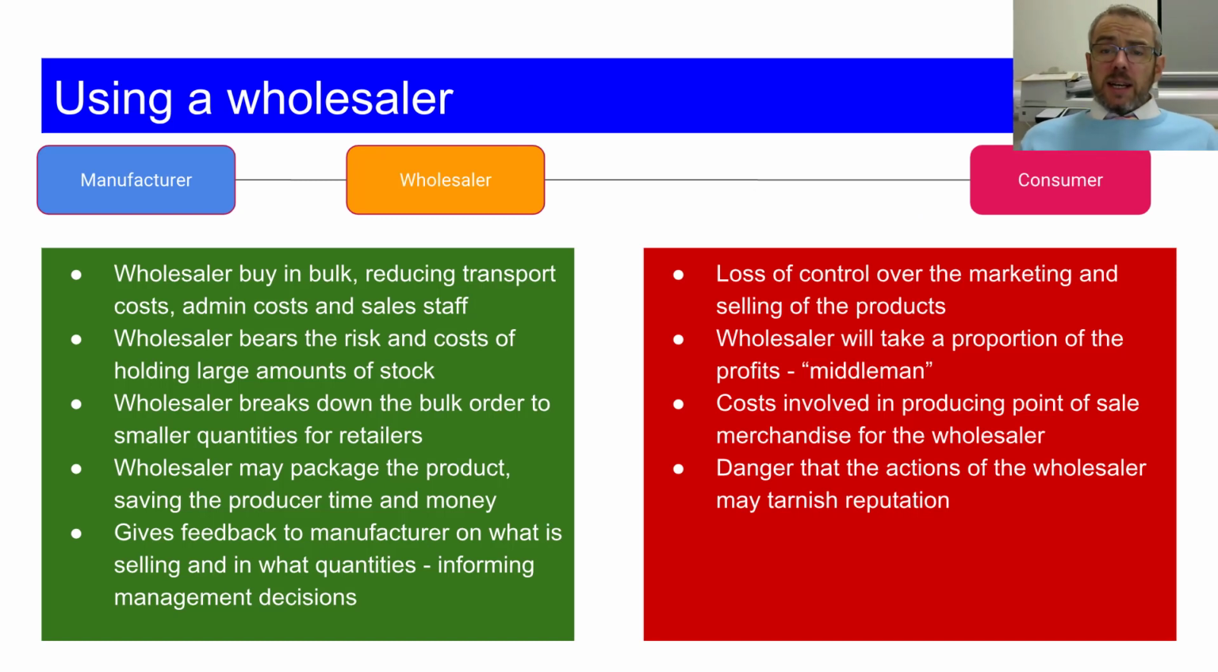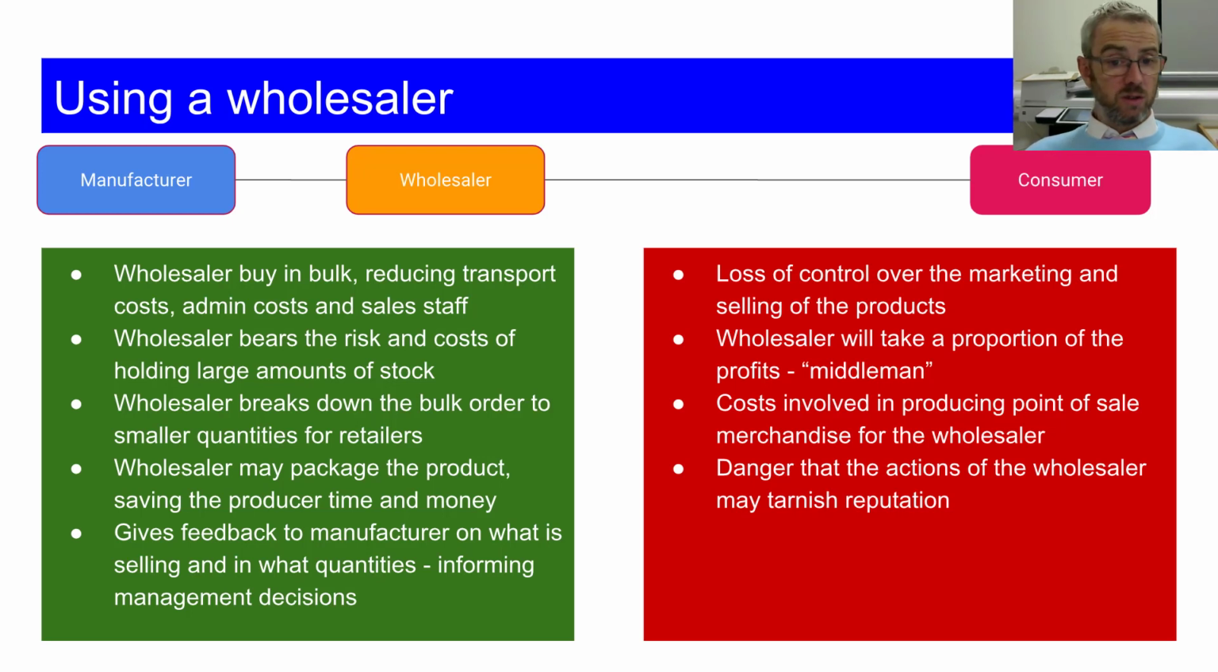Using a wholesaler, this is something you have to know, really specifically comes up in the exam. Right, so wholesalers buy in bulk, so they reduce transport costs, admin costs and sales staff for the manufacturer. That's a really good thing, because the second they buy in bulk, they take a large order and take it out, and the manufacturer no longer has to worry about anything along those lines. They also take the risk with that stock: if it reaches the end of its product life cycle, if it becomes untrendy, if something happens to it, if it spoils. So the manufacturer doesn't have to worry about the costs associated with stock holding.